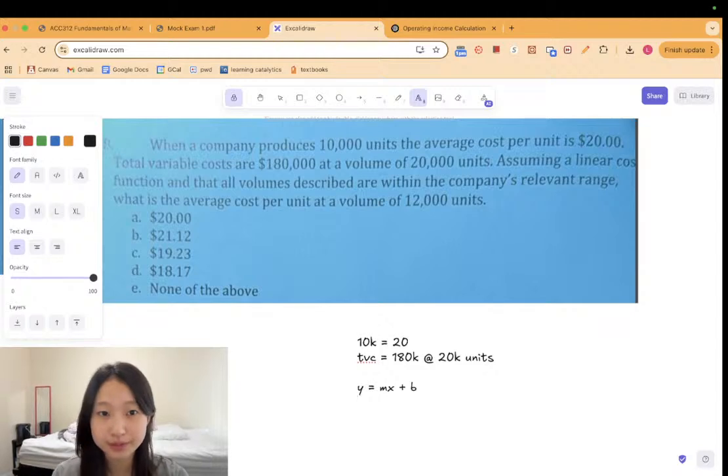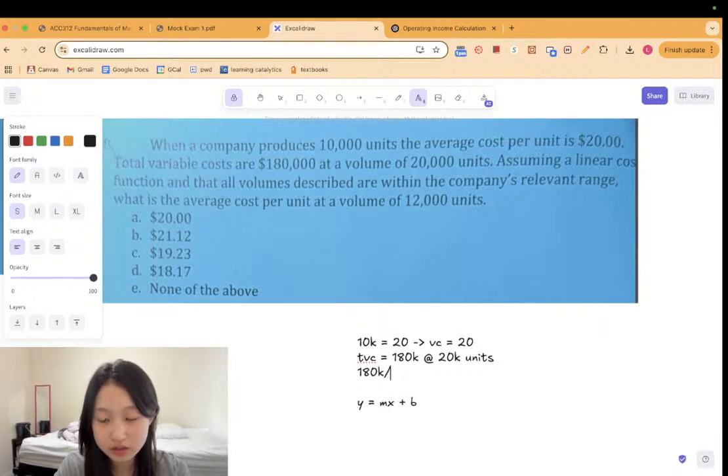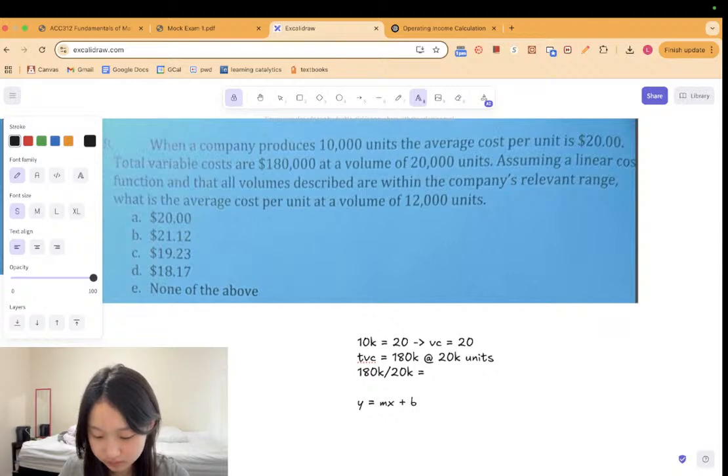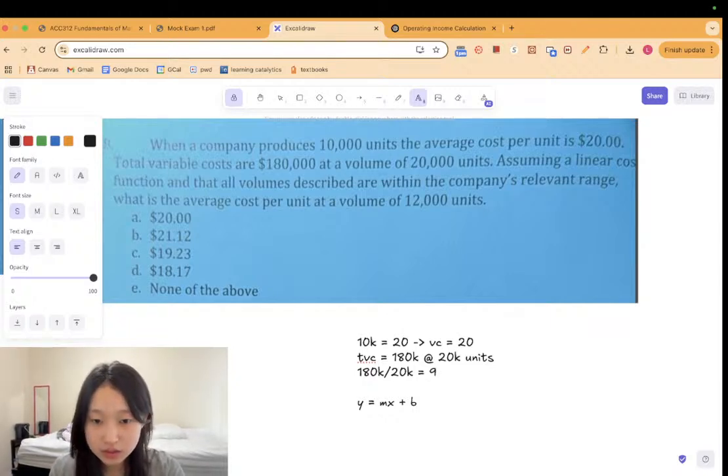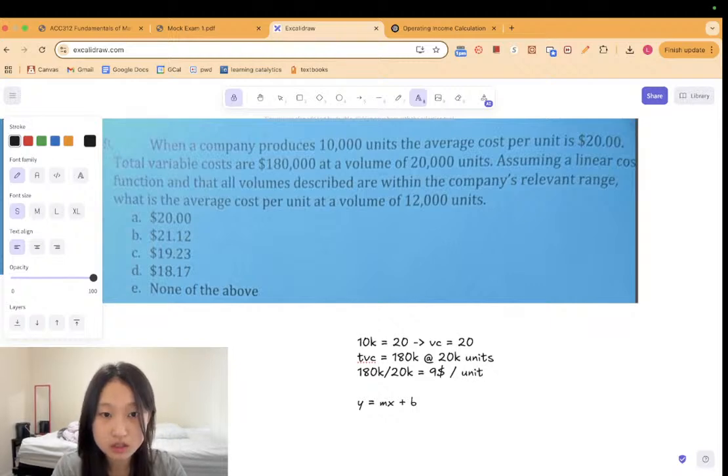Okay, so here we know that our variable cost is equal to $20. And then here our variable cost would be our 180,000 divided by 20,000, which is equal to 9. So it's $9 per unit.